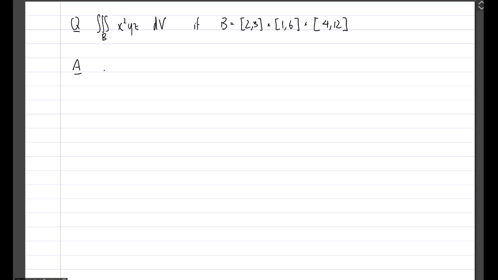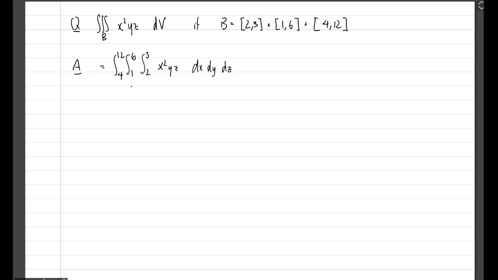Alright, so one possible answer to this is to set up an integral that ends at the end. Let's write these integrals with a little bit of space between them, of the function x squared yz, where the dV here gets replaced with dx, dy, dz. That is one order that works. But since dx is all the way on the inside, then the inner integral should go from 2 to 3. The middle integral is the dy, so it should go from 1 to 6. And then on the outside is dz, so the outer integral, 4 to 12.